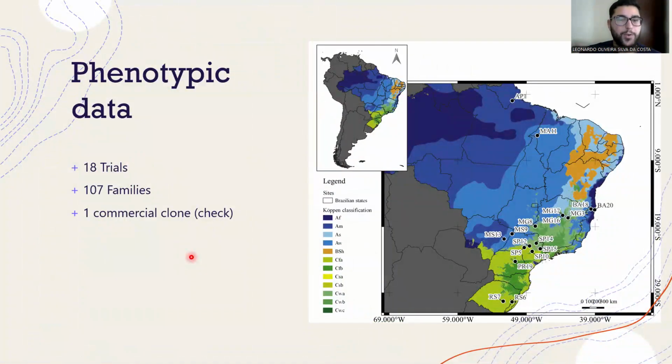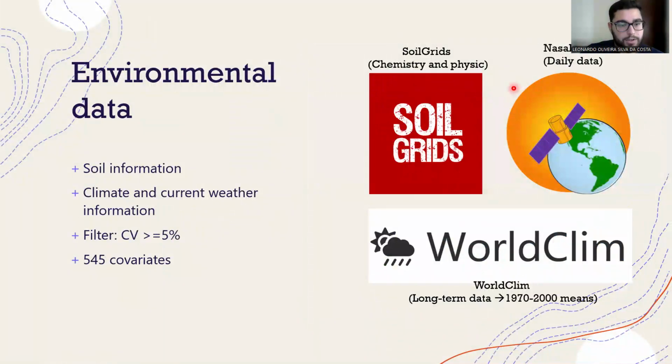So first, we have our phenotypic data. Here we used 18 trials, 107 families, and one commercial clone. This is the check. These are the locations across Brazil, and they are in the production sites of eucalyptus in Brazil.